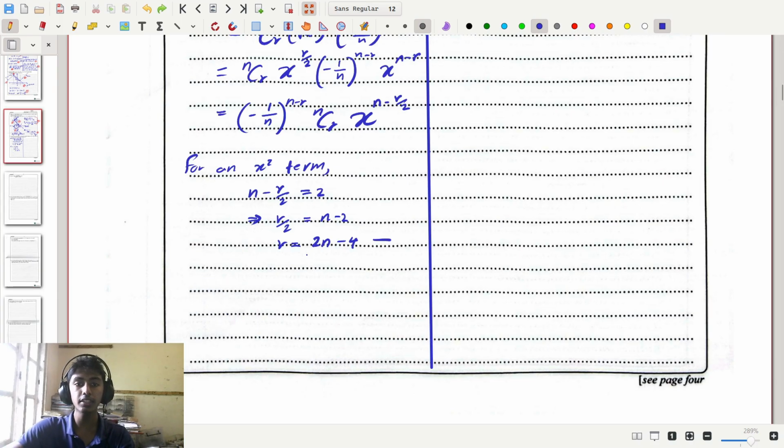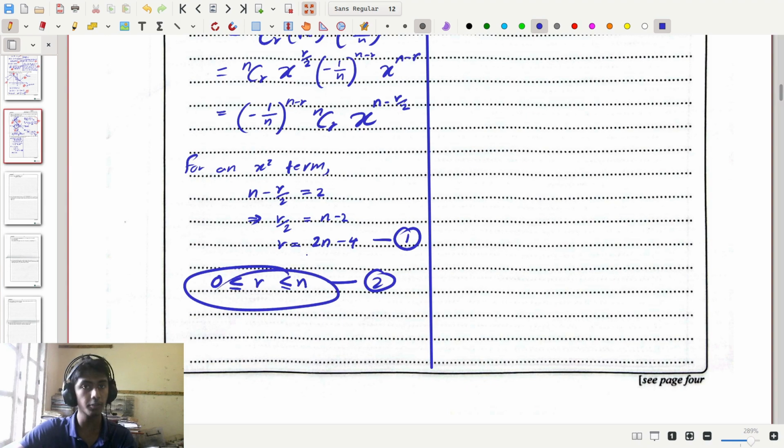So we could write this equation as equation number 1 and then write the condition for r, saying that r must be greater than or equal to 0 and less than or equal to n. This is the second condition, and this condition comes from the binomial expansion summation. So we need both of these conditions to be true at the same exact time.